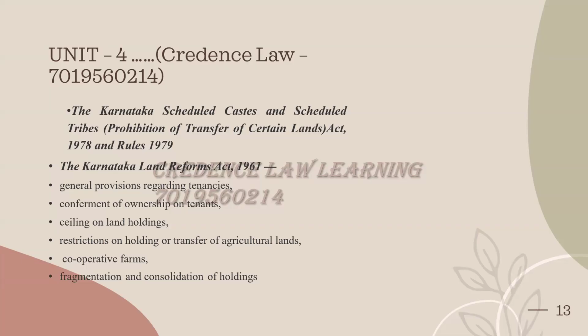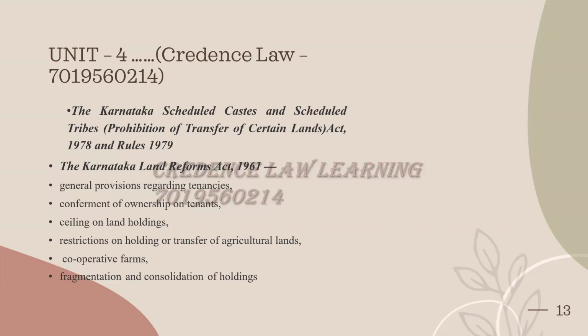Now, why was this Karnataka Scheduled Caste and Scheduled Tribe Act enacted? This act was enacted to provide for the prohibition of transfer of certain lands, which are granted by the government to the people belonging to the Scheduled Castes and Scheduled Tribes in the state of Karnataka. In total it consists of only 12 sections, no chapters, nothing, directly 12 sections.